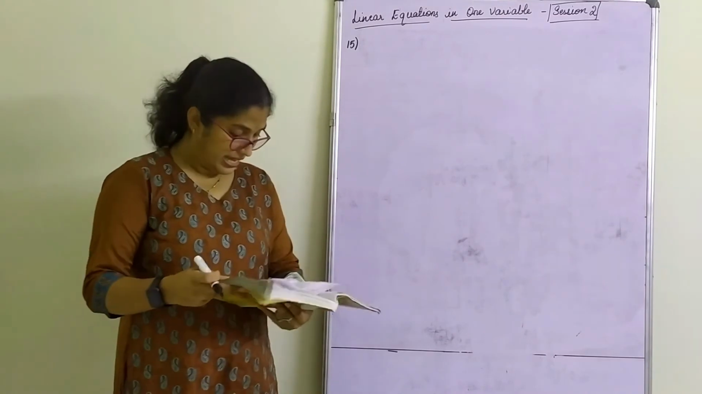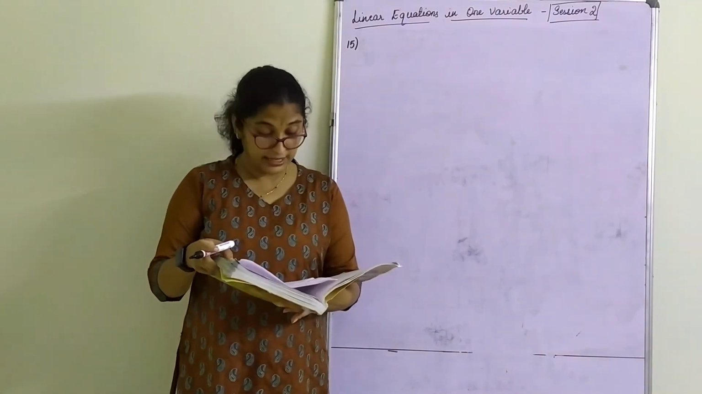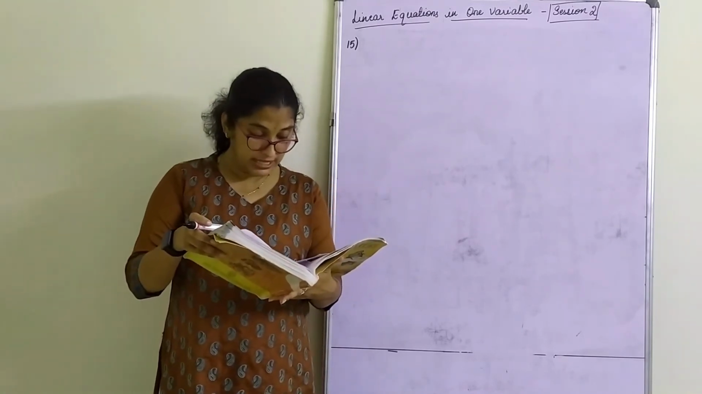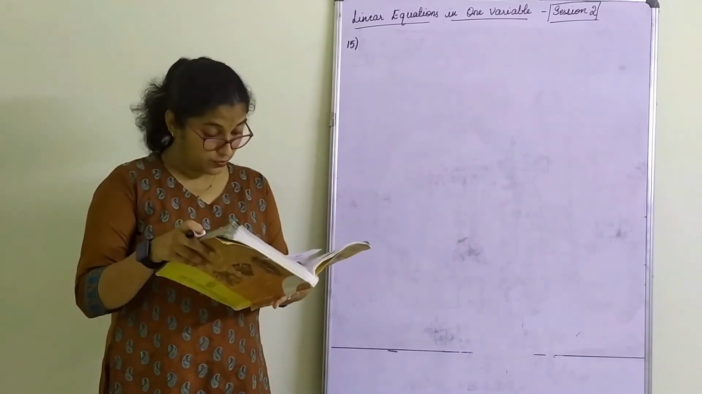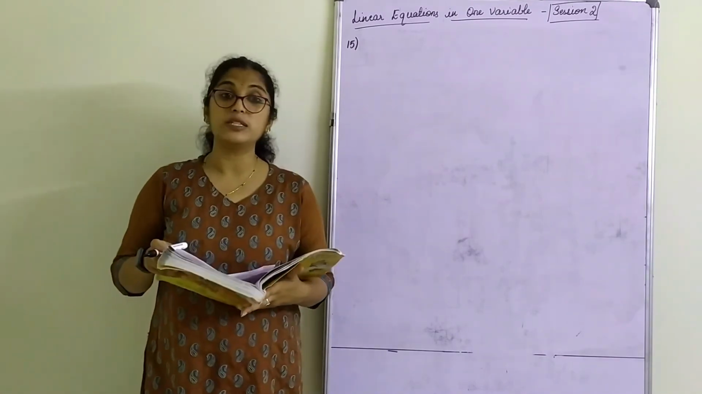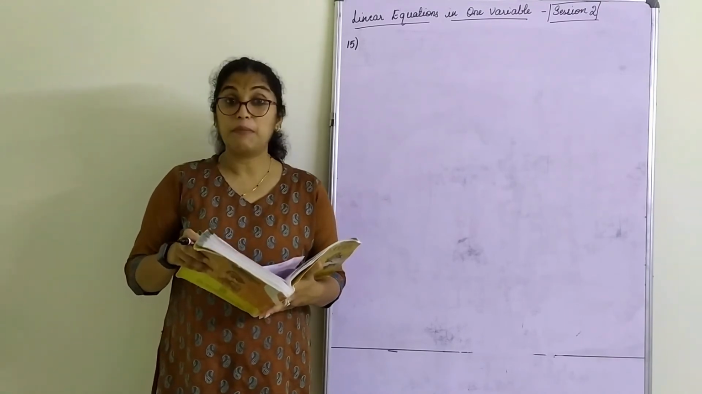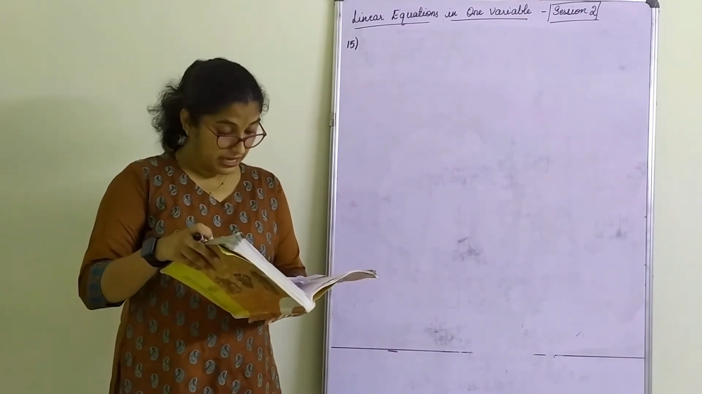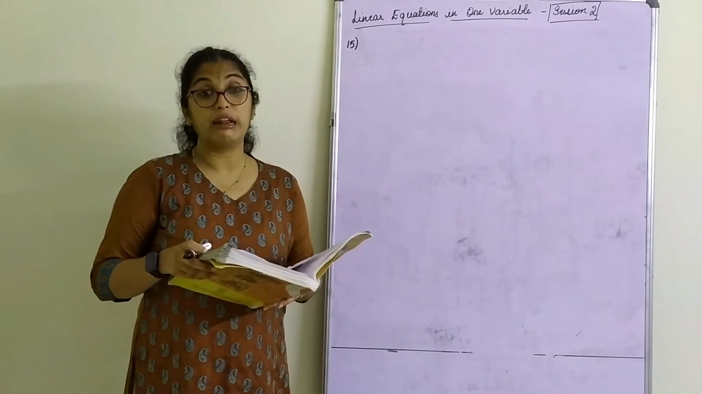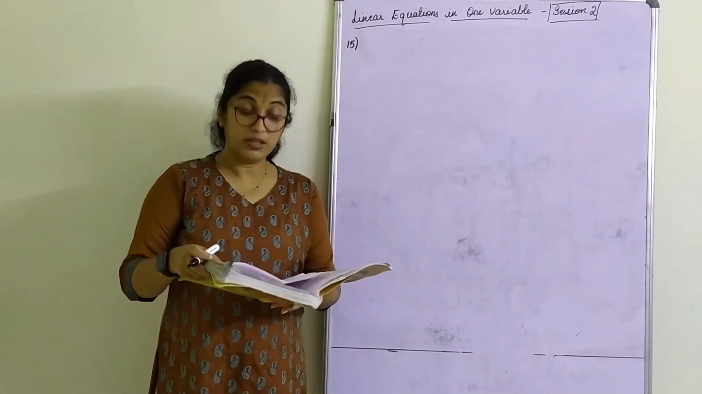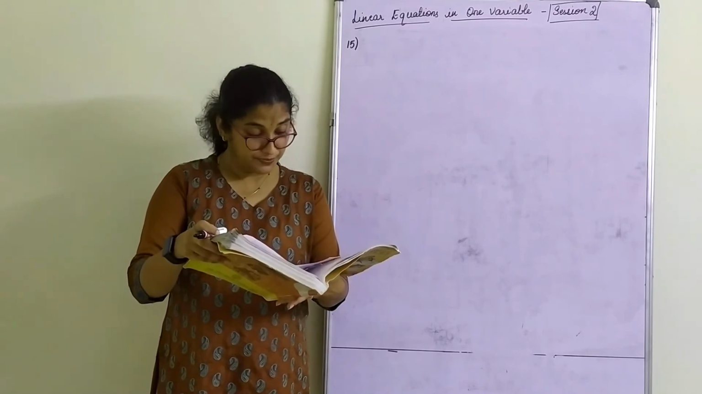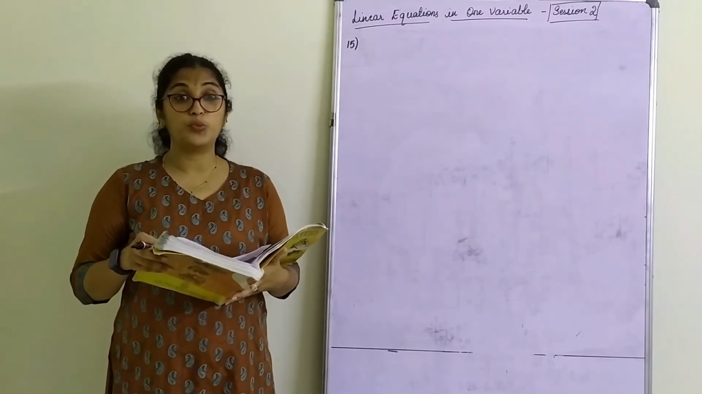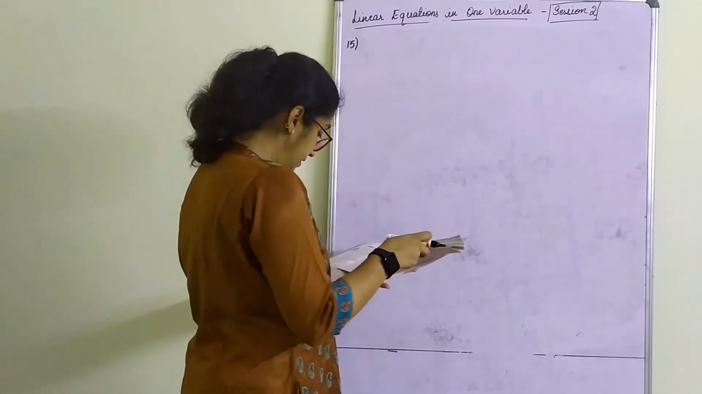15th one. I have a total of rupees 300 in coins of denomination rupees 1, 2 and rupees 5. The number of 2 rupee coins is 3 times the number of 5 rupee coins I have, and the total number of coins I have is 160. It is the number of coins, not the total amount I have. So the total number of coins with me is 160. How many coins of each denomination do I have? That means I have 1 rupee, 2 rupee and 5 rupee coins, and the value should add up to 300. But the number of coins should be 160, right? So that is what is given here, total number of coins.